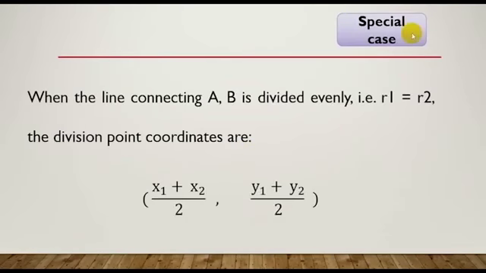Okay. A special case is when the line connecting AB is divided equally, R1 equals R2. The coordinates of the division point are x1 plus x2 over 2, and y1 plus y2 over 2.